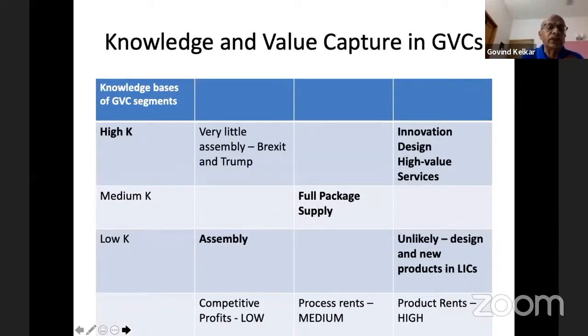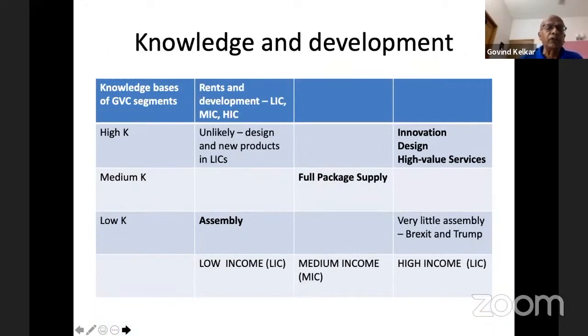I've put it together into a 3x3 figure. So you have high knowledge, medium knowledge, and no knowledge. You'll have to read it across the diagonal like this. This is your low income country, which earns low profits doing low knowledge work of assembly. This is your middle income country, which does full package supply, which earns medium income with medium knowledge activities. And these are your high income countries, which carry out innovation, design, and high value services with high knowledge content and earn high profits. So that will summarize the way in which knowledge and per capita income are distributed in the world economy today.